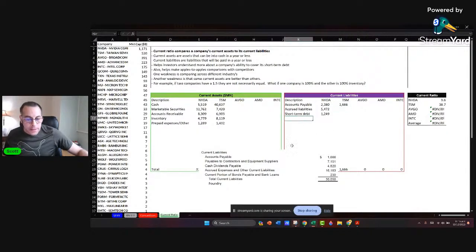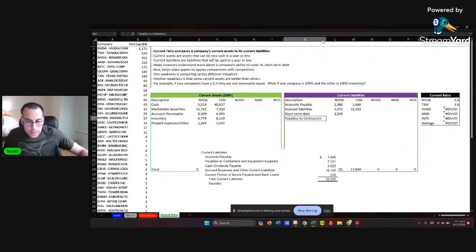But okay, payables to contract. So we might have to add accrued expenses, which is the same as accrued liabilities. 16,183, current. So let's add some payables to contractors, which is different than accounts payable. Contractors and equipment suppliers. 7151.